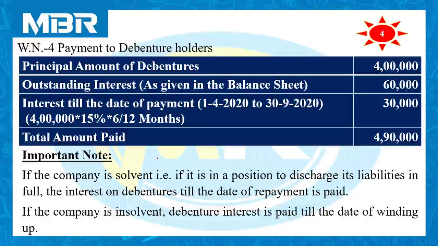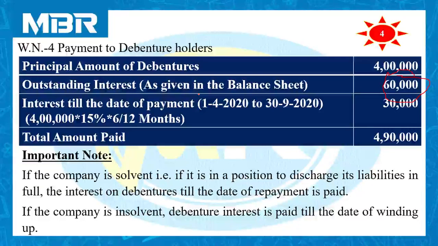Principal amount of debentures rupees 4 lakhs. Outstanding interest as given in the balance sheet till the date of liquidation. On the liability side of the balance sheet, interest outstanding on debenture is given as rupees 60,000, and interest till the date of payment. Why? Because the company is sound. Company is able to pay its liabilities in full.